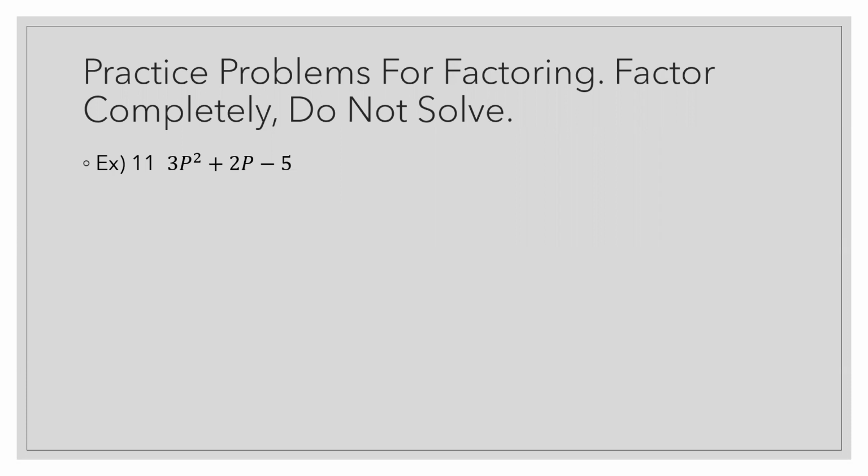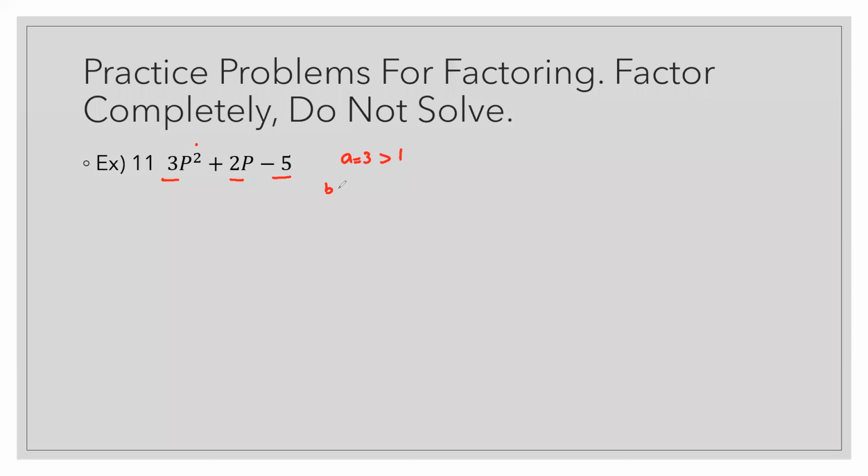So let's just continue. It says factoring completely, do not solve. So let's look at what we have. We have 3p squared plus 2p minus 5, right? And we've got to factor this. What is so special about this? There's exactly three terms. The power is 2, but the a value is no longer 1. The a value is 3, which is technically greater than 1, right? So what method will you use?